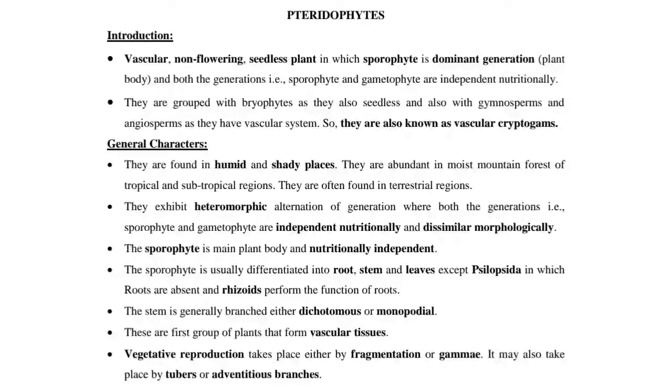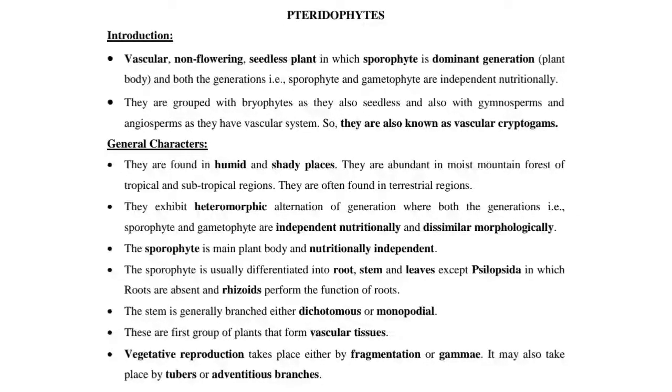Pteridophytes introduction. Pteridophytes are vascular, non-flowering, seedless plants in which the sporophyte is the dominant generation plant body, and both the generations, i.e., sporophyte and gametophyte, are independent nutritionally. They are grouped with bryophytes as they are also seedless, and also with gymnosperms and angiosperms as they have a vascular system. So, they are also known as vascular cryptogams.